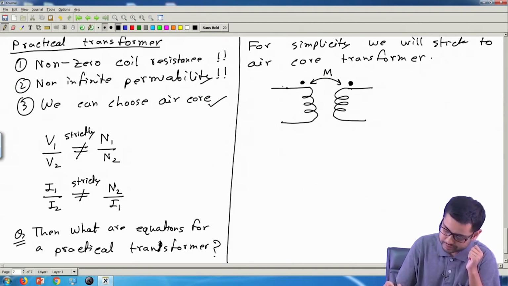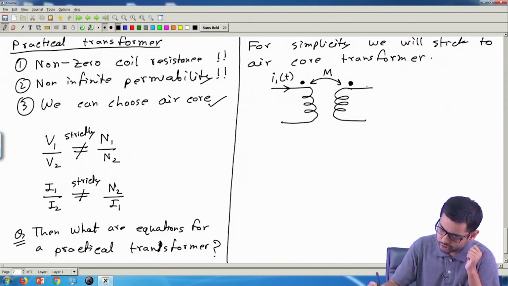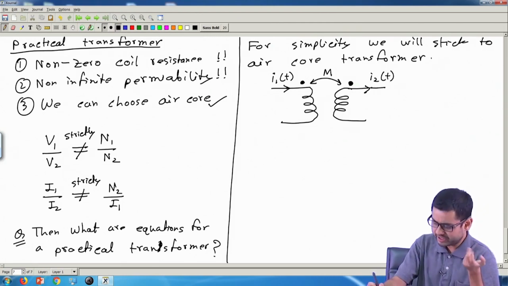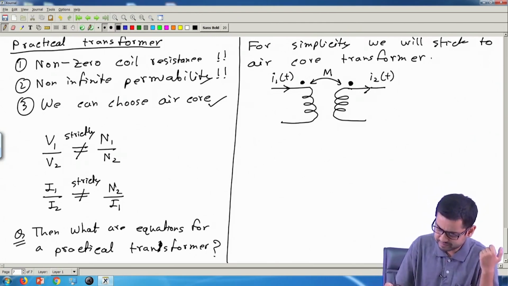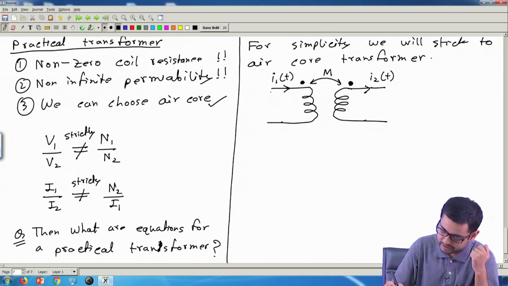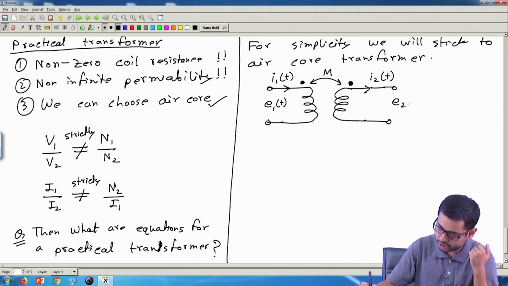Now let me choose the reference direction of this current I1 like this. I2 I can choose like this. I can also choose in the opposite direction, but there is no harm in doing it this way. All calculations will change accordingly. Now the EMF across these two terminals, call it E1, and the EMF across these terminals, call it E2.